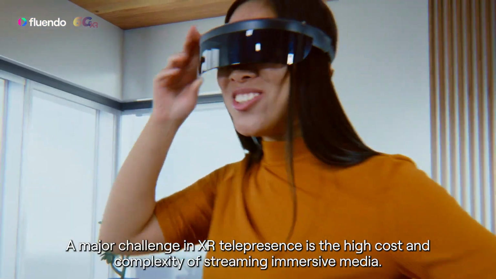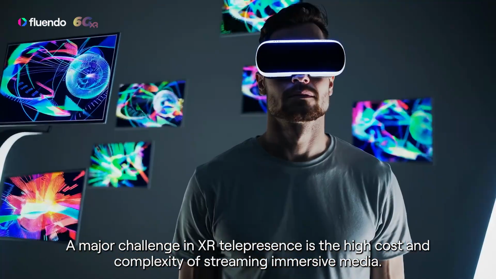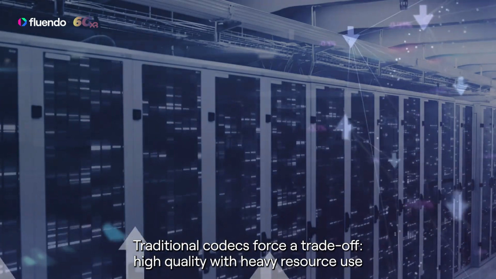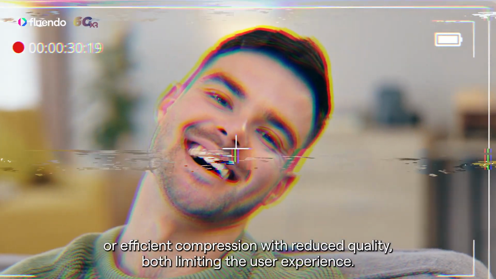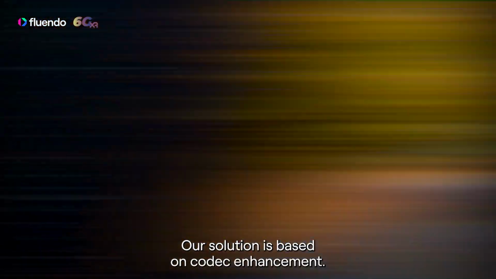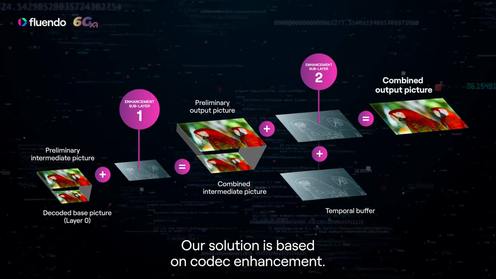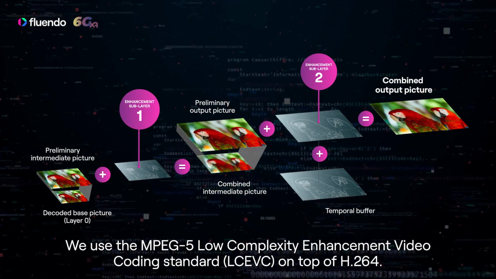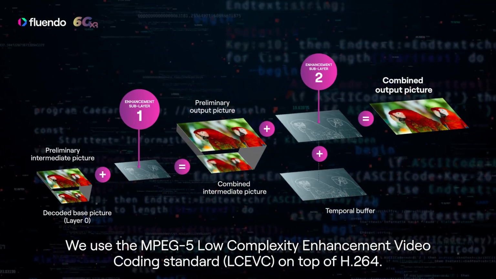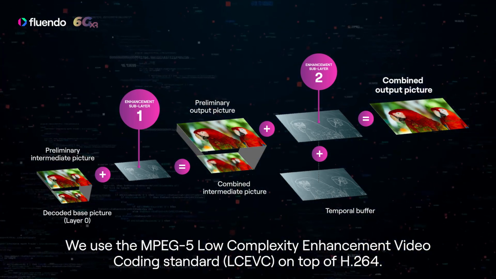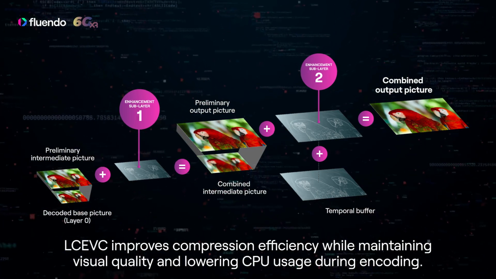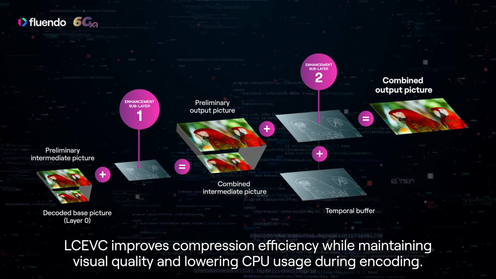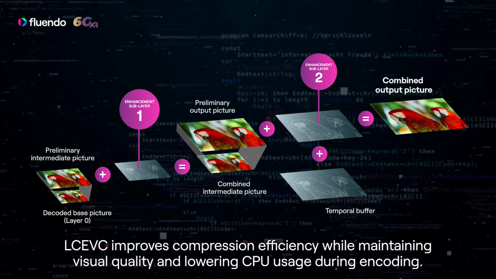A major challenge in XR telepresence is the high cost and complexity of streaming immersive media. Traditional codecs force a trade-off: high quality with heavy resource use, or efficient compression with reduced quality, both limiting the user experience. Our solution is based on codec enhancement. We use the MPEG-5 Low Complexity Enhancement Video Coding Standard, LCEVC, on top of H.264. LCEVC improves compression efficiency while maintaining visual quality and lowering CPU usage during encoding.